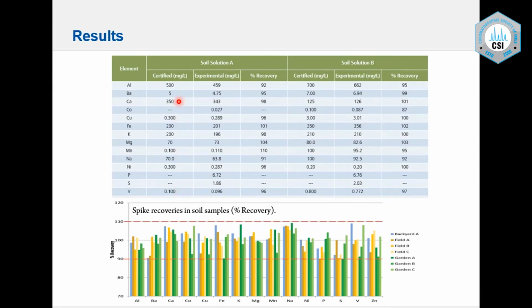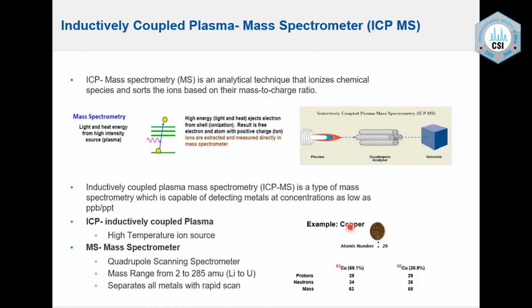So those are the different values you can measure in a single run, simultaneously, on ICP-OES. This sample was done for validation using spike recovery, and you can see the spike recovery observed is almost 100%.